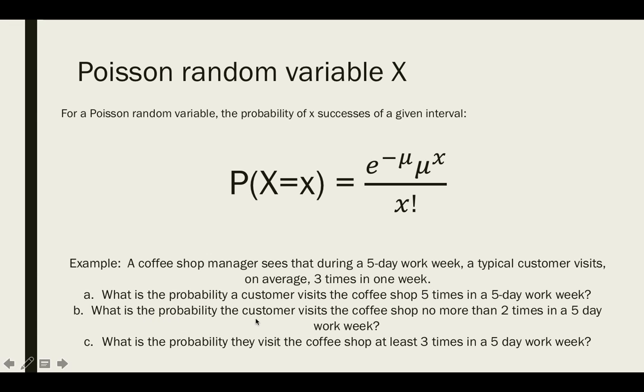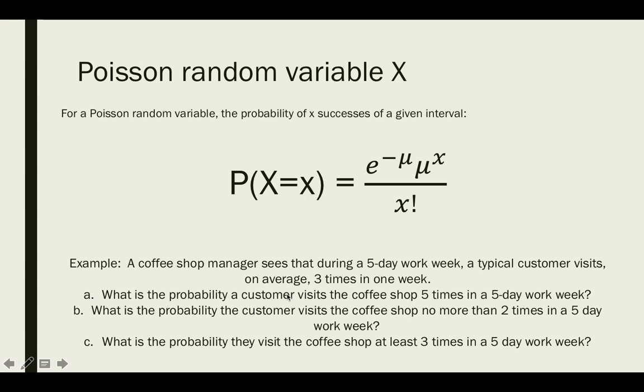Similarly, what is the probability that a customer visits a coffee shop no more than 2 times in a 5-day work week? Or on the other hand, at least 3 times in a 5-day work week. So this will be really helpful for us if we're a manager determining how much staff we need to have. If we know our clientele and how frequently they're going to occur, we can then adjust our numbers accordingly. So let's answer first this question here.